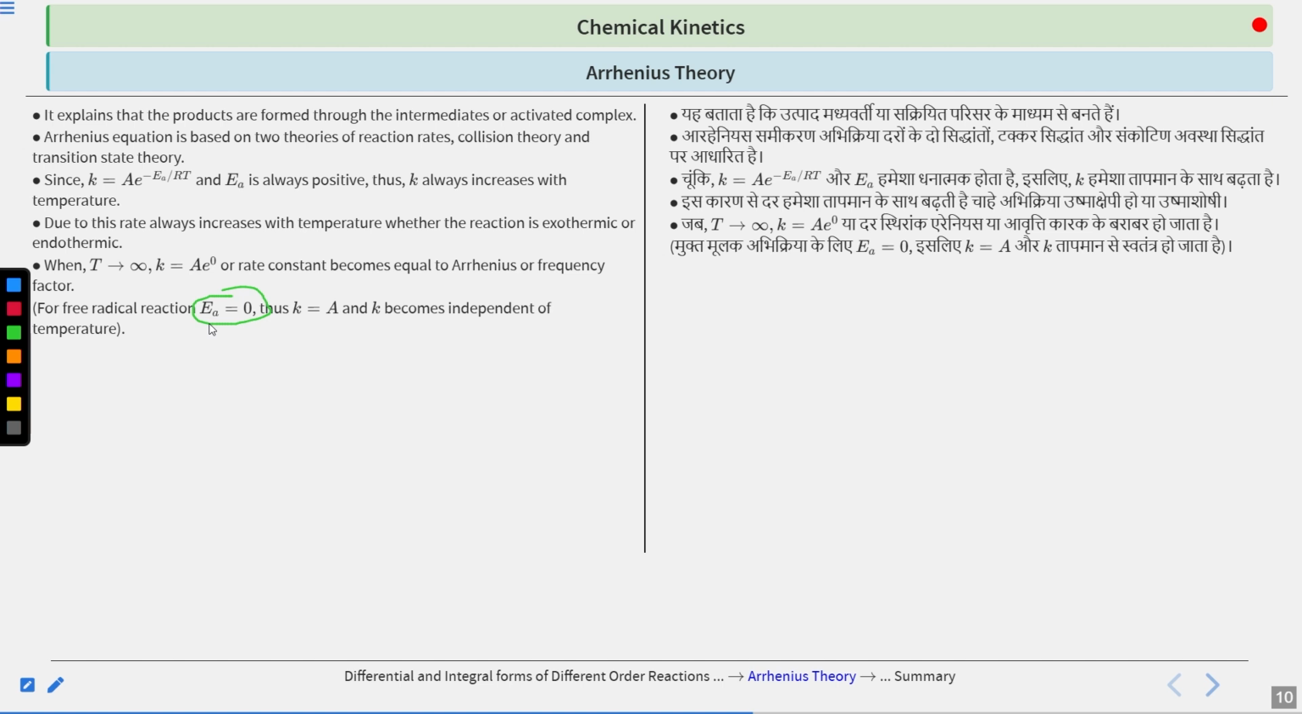EA is basically the energy required to complete the reaction or move the reaction to your transition state. But since radicals are very, very unstable, they will quickly react, and the energy that is required for the reaction is quite low. Clear? And since for the free radical reaction EA is 0, then we can also say K is equal to A. So K becomes independent of temperature in this way. So K can be equal to A in two ways. The first is if you take the temperature as infinity, or if we take your activation energy as 0.